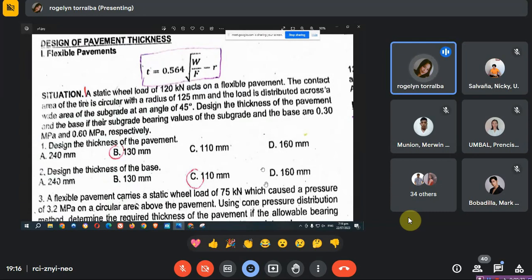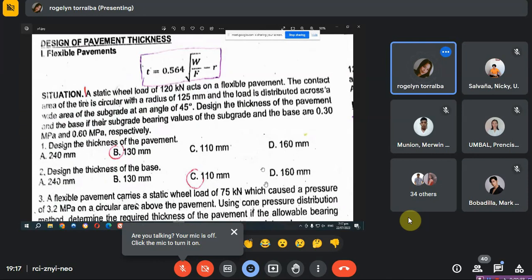So, let's start. During the past discussion, I discussed the traffic flow. Let me just turn off my cam, class. I'm not feeling myself. Anyway, what we will discuss now is the design of highways, so you will be designing pavement.